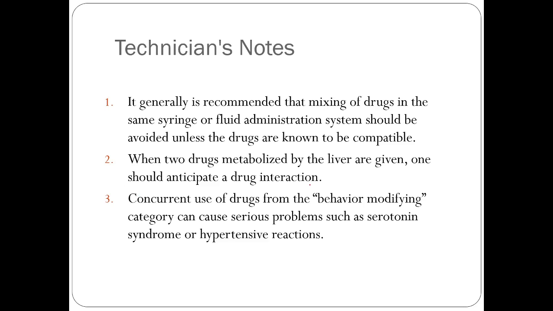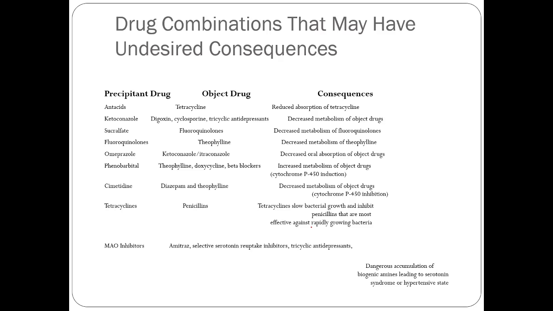It's generally recommended that mixing of drugs in the same syringe or fluid administration system should be avoided unless you know that the drugs are compatible. When two drugs that are metabolized by the liver are given, one should anticipate there will be a drug interaction. Concurrent use of drugs from the behavior modifying category can cause problems such as serotonin syndrome or hypertensive reactions. So they can be very dangerous because of the way they interact within the CNS.